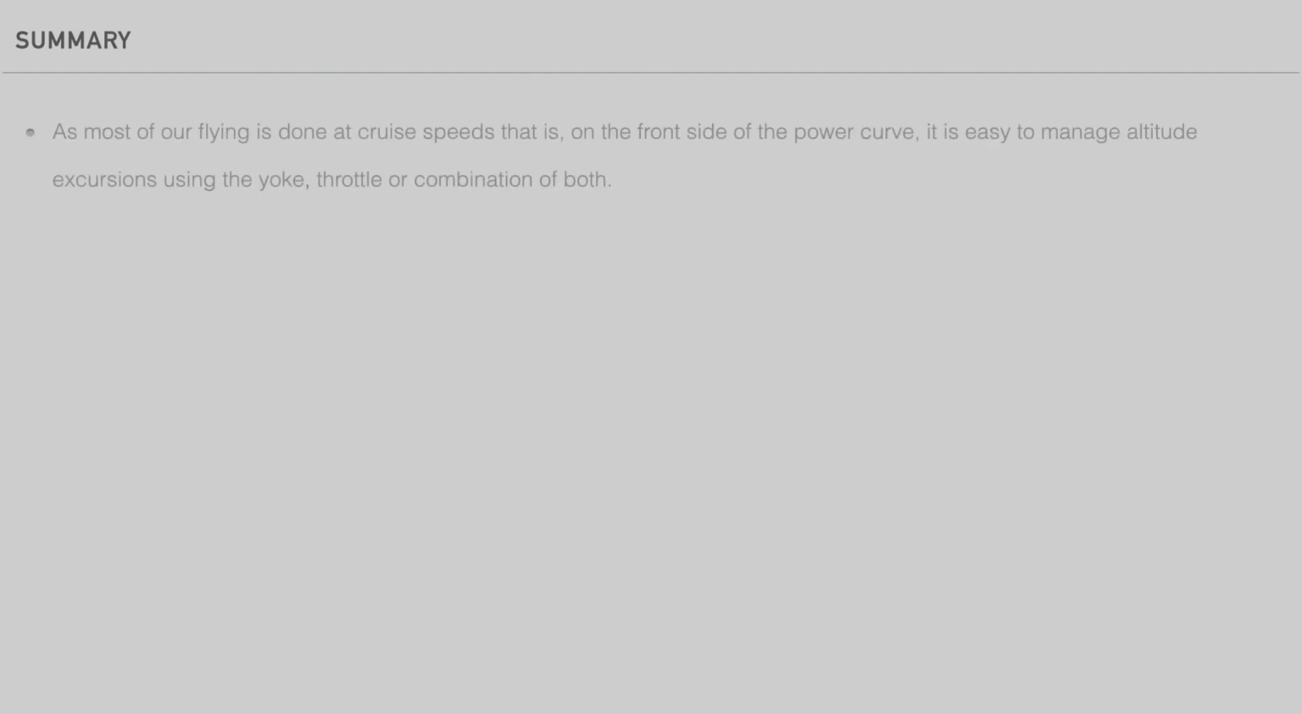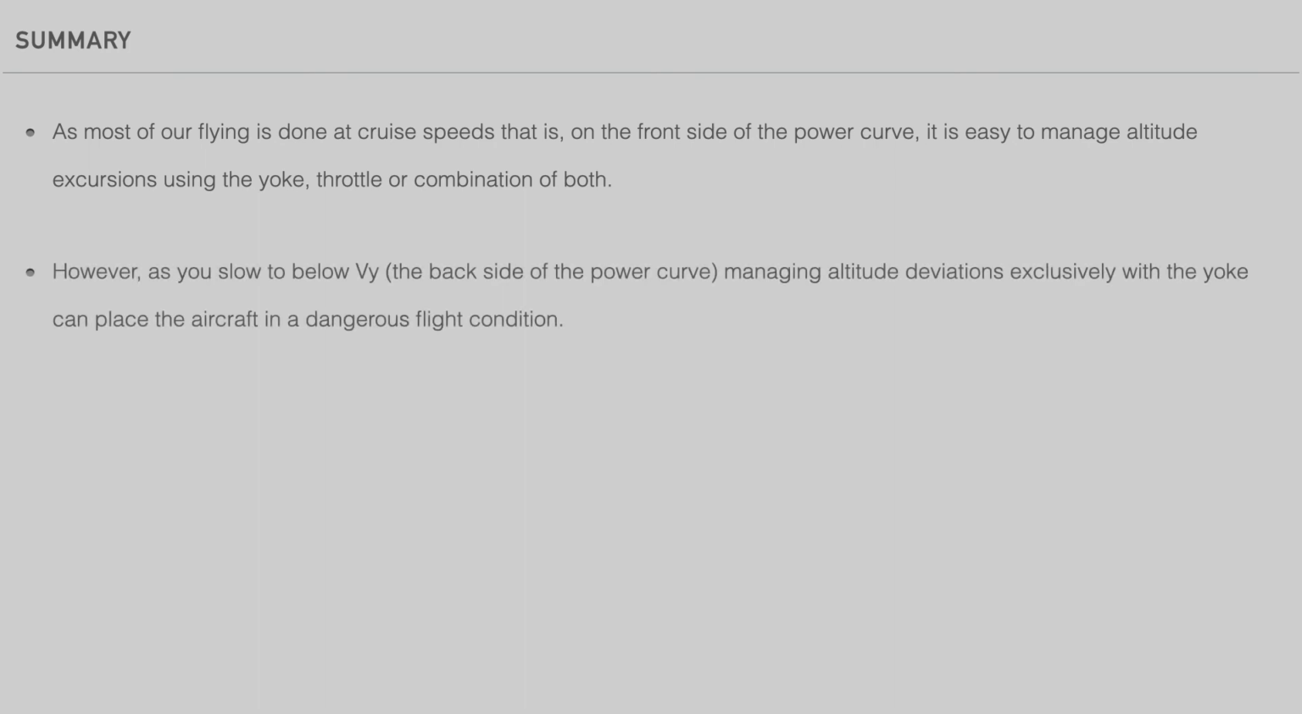So, in summary, as most of our flying is done at cruise speeds, that is, on the front side of the power curve, it is easy to manage altitude excursions using the yoke, throttle, or a combination of both. However, as you slow to below Vy, or the backside of the power curve, managing altitude deviations exclusively with the yoke can place the aircraft in a dangerous flight condition.